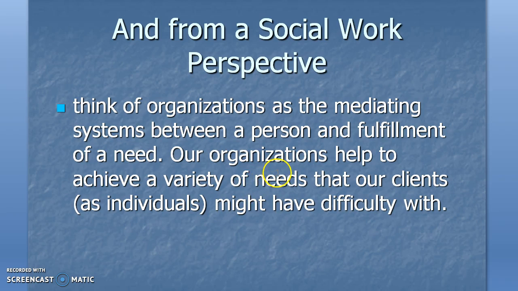And from a social work perspective, organizations are the mediating system between a person and the fulfillment of a need. The organizations that we work with help us to achieve a variety of needs that our clients might have difficulty achieving. So if you work in a mental health facility, where would a person get those services if there wasn't some sort of organizational context that would provide it?